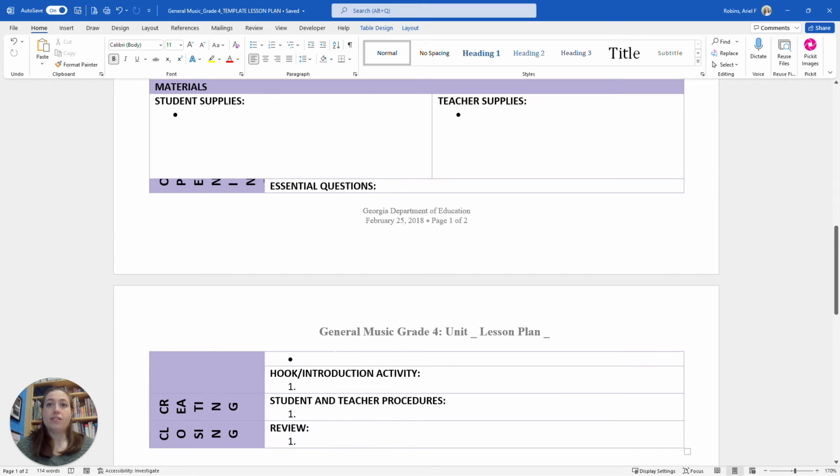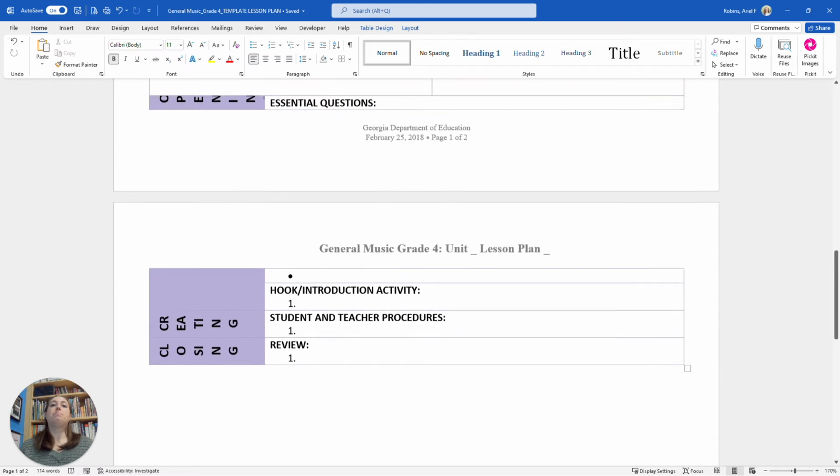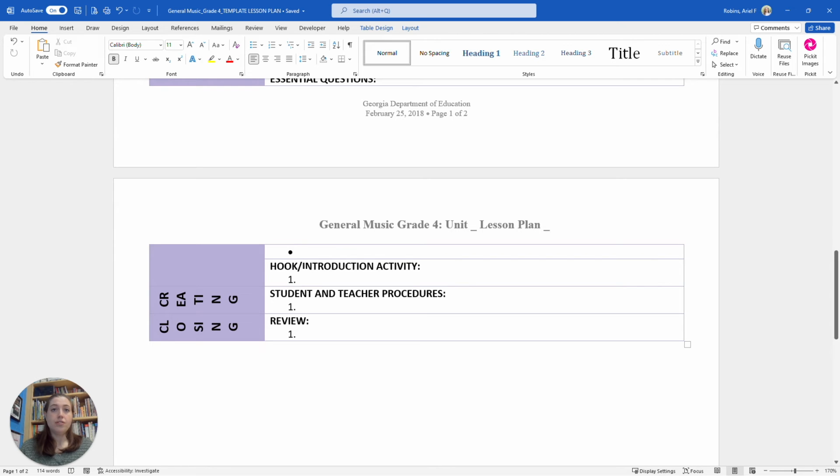Then you have a spot for your essential questions, and I can show you how I post my essential questions for the class. I actually do an I can statement with my school. And now we get into the procedure. How are you going to introduce the concept? What are you going to do throughout the lesson? And how are you going to close out your lesson?